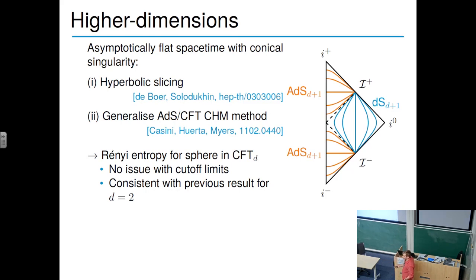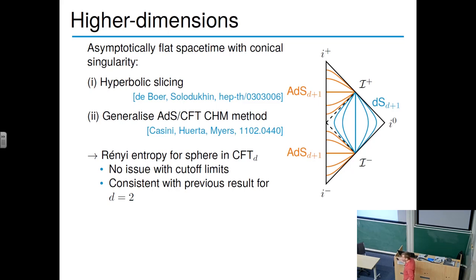And we did it using some AdS/CFT technology. So the first step was to go to hyperbolic slicing of flat space. This is something that's been used quite a few times in flat holography. So you slice the interior of the light cone of the origin with hyperbolic slices and the exterior with de Sitter slices. And then on each of these hyperbolic slices, we use a map that appears in this paper by Casini, Huerta, Myers, and AdS/CFT to construct the necessary geometry. And on the de Sitter slices, we use an appropriate analytic continuation.